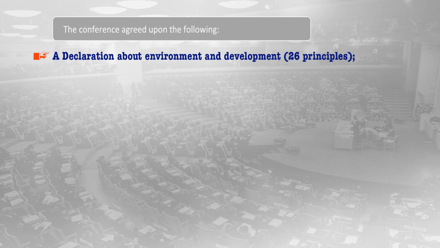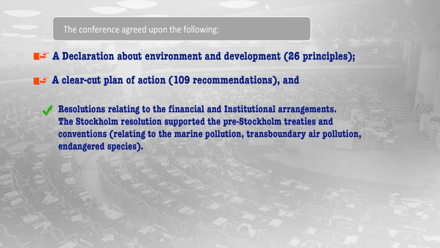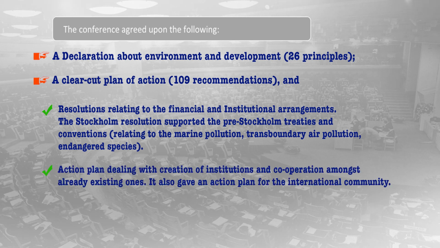Now, what the conference agreed upon is a declaration about environment and development. They gave about 26 principles. Then a clear-cut plan of action, 109 recommendations. And they also passed a resolution on financial and institutional arrangements. The Stockholm Resolution obviously supported the pre-Stockholm treaties and conventions relating to marine pollution, transboundary air pollution, endangered species, etc. Now, the action plan dealt with the creation of institutions and cooperation among existing ones, and it also gave an action plan for the international community. The conference gave 26 principles which are very important.